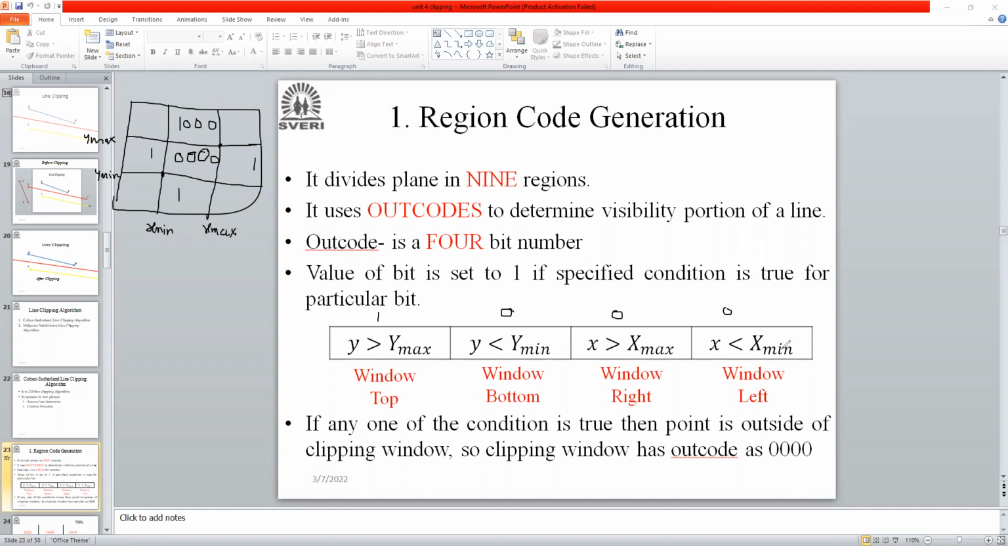Because these 3 conditions are not satisfied. All of you are getting this, how we have got this code?